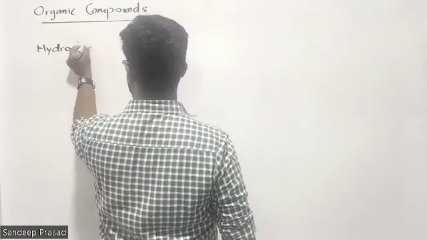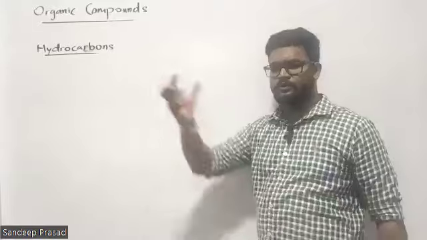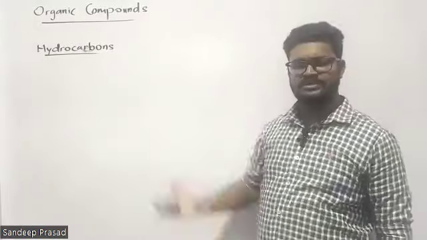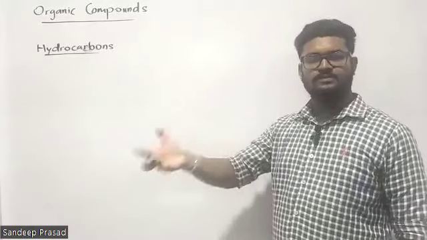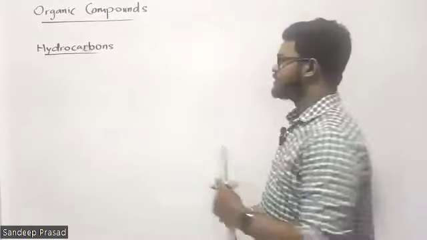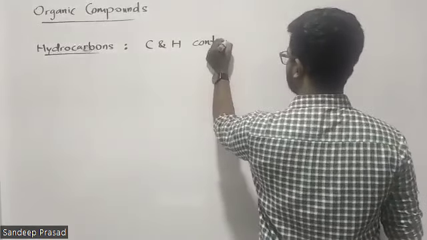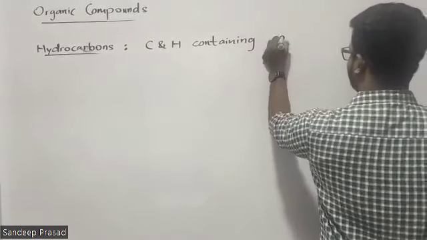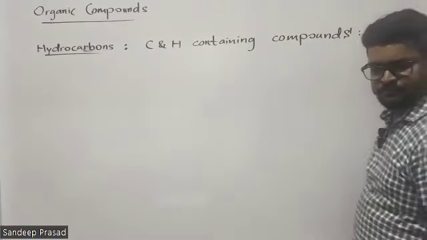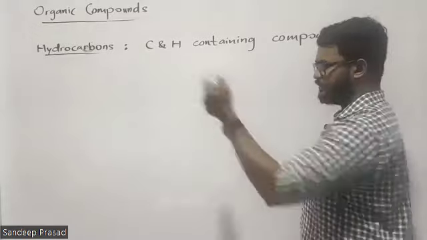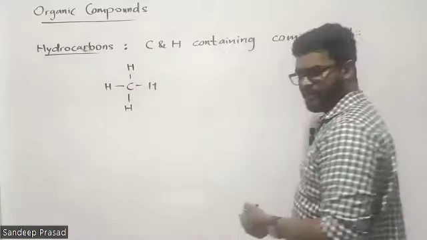Hydrocarbons. Look at the term hydrocarbons. What can you really understand from it? Hydro means hydrogen is there. Carbons means carbon is there. That means hydrocarbons simply means carbon and hydrogen containing compounds. Tell me one of the examples that we discussed. Up to now, we have discussed many examples previously. Methane, a hydrocarbon, right? A carbon and hydrogen containing compound.